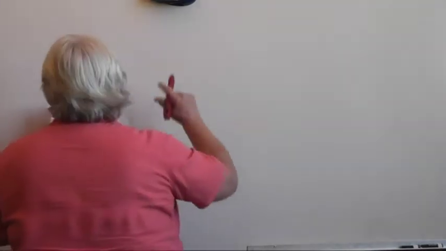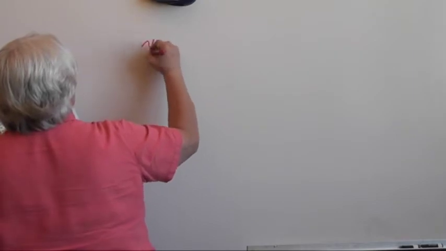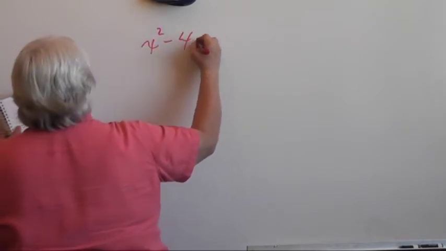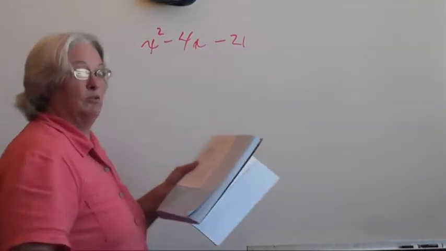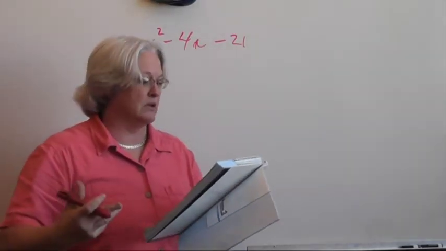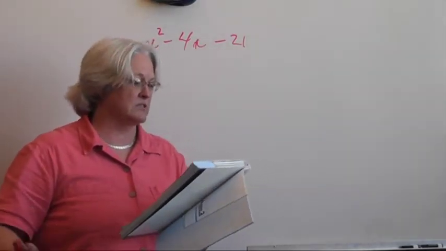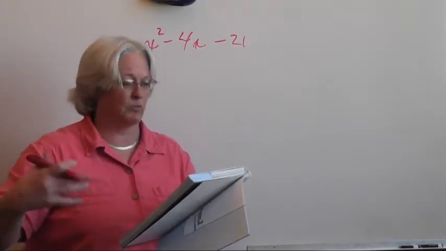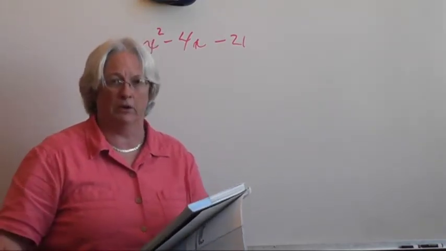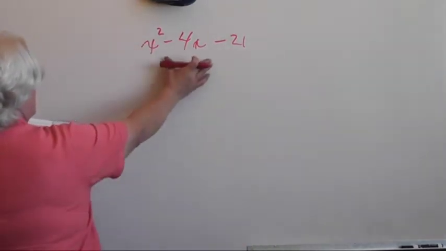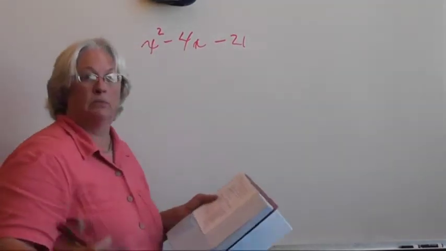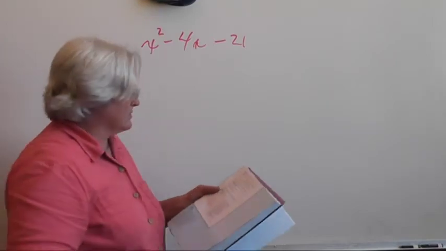Okay, example. Factor x squared minus 4x minus 21. To factor by trial and error, your book tells us to factor the first and last term, and select the factorization whose outer and inner products add up to the middle term of the trinomial. Okay, well, what does that mean? Let's look at this. We want to factor x squared minus 4x minus 21.